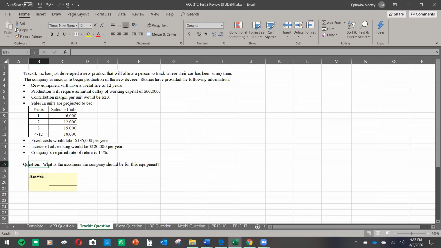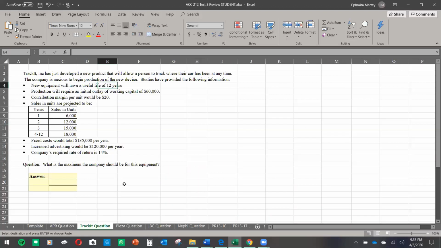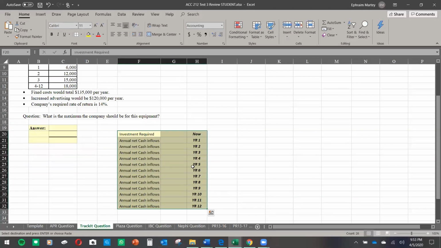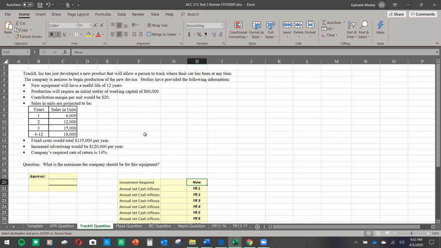We know that the new equipment they need to produce this new product will last for 12 years. So the investment period is 12 years. I have my template here, and I'm going to put it over here. I have my initial investment right now, and then the period of 12 years.